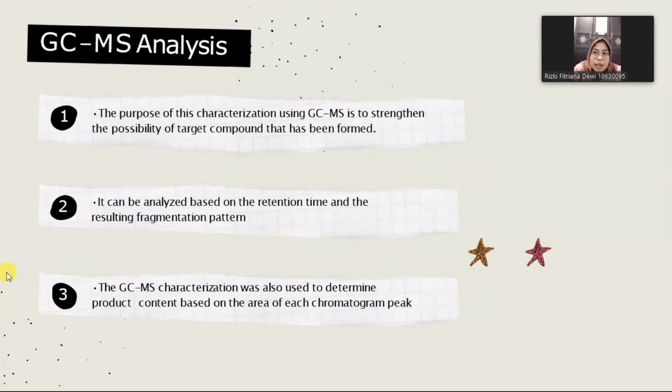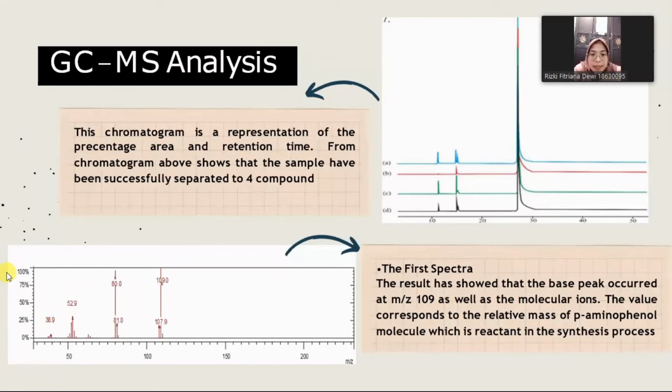The other characterization of the synthesized product is GCMS characterization. Next, let's see the chromatogram from the synthesized product. From the chromatogram, we know that the sample has been successfully separated into 4 compounds, so it has 4 MS spectra. For the first spectra, the result showed the base peak occurred at 109 molecular weight, as well as the molecular ion. The value corresponds to the relative mass of p-aminophenol.